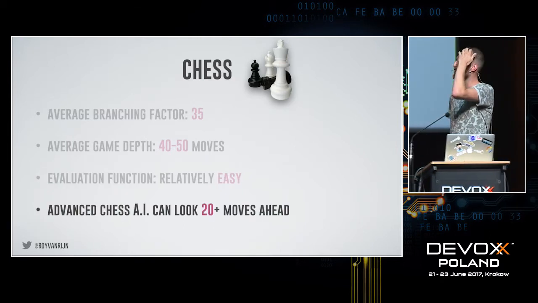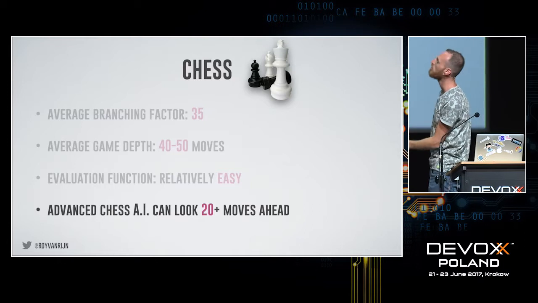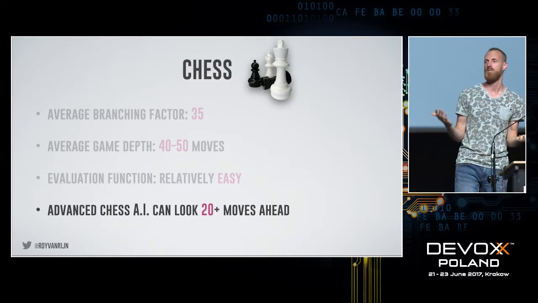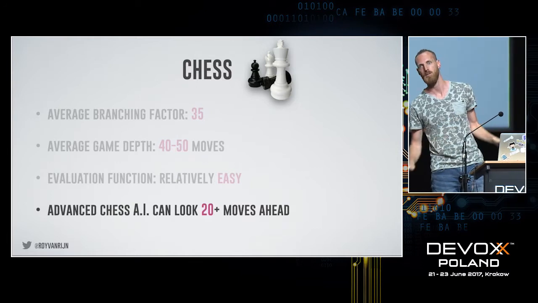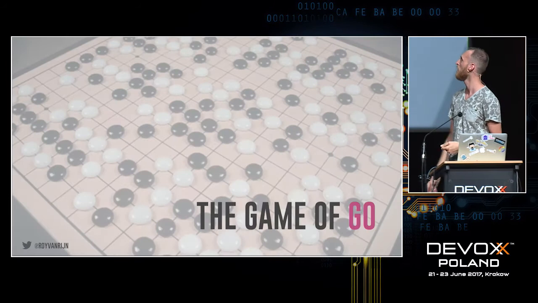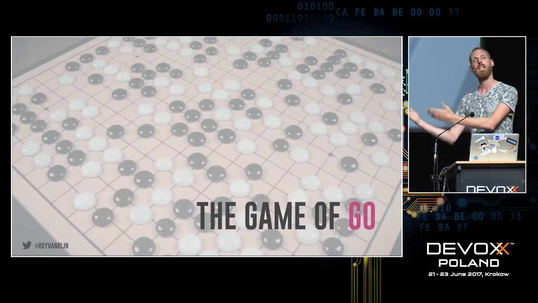If you take an advanced chess AI, it can look ahead for 20 plus moves. Humans can't do this. So chess has been solved. Computers are better in chess. Time to move on again.